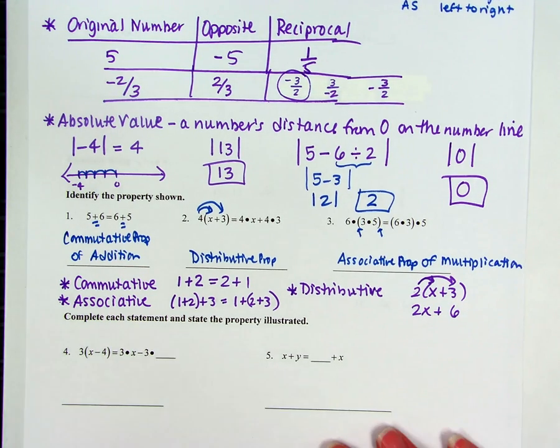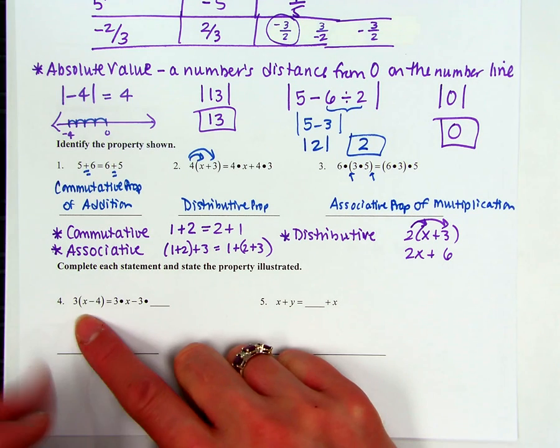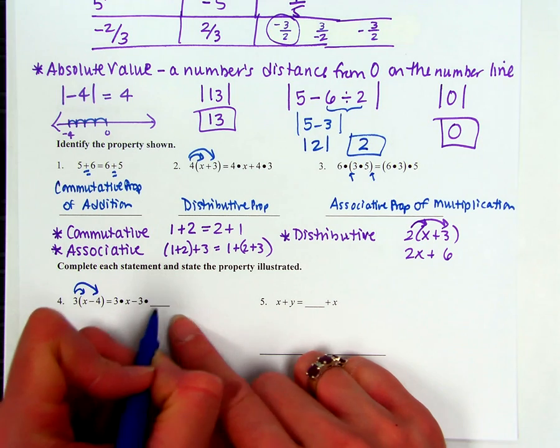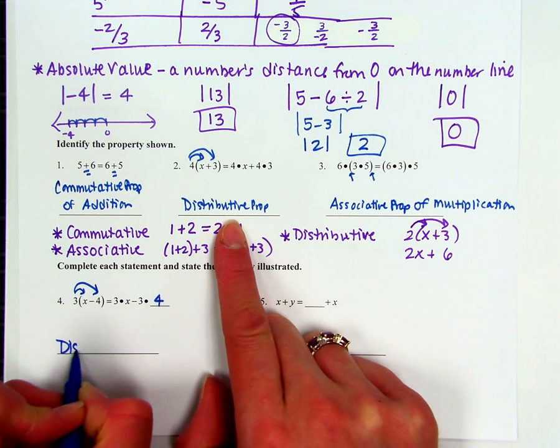All right, number 4 and 5 are related to that. It says complete each statement and state the property. So notice that it's doing 3 times x minus 3 times 4. Okay, so we need to fill that in. And it's distributing.